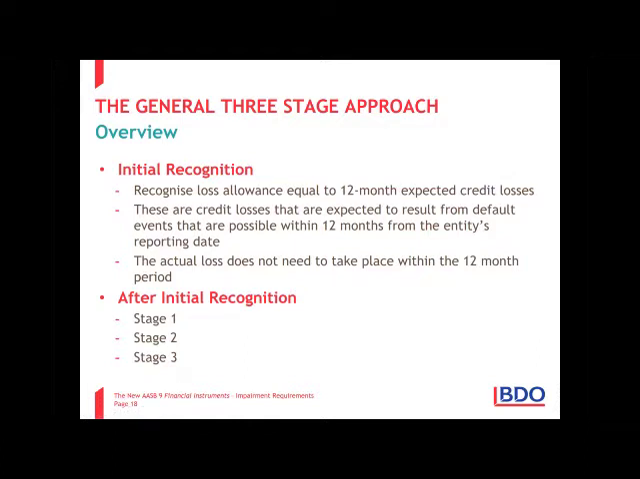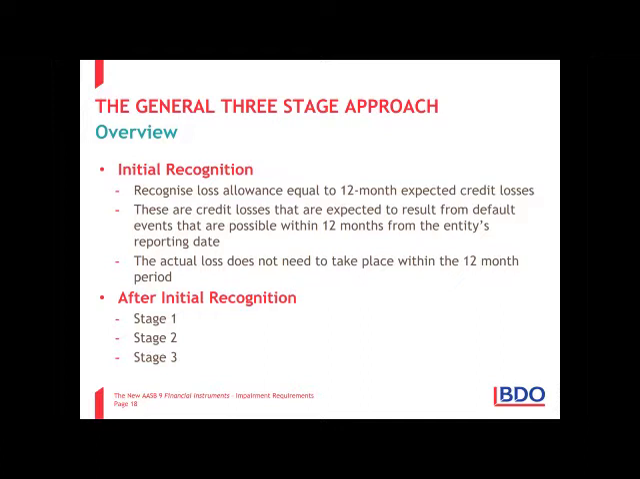Now, a bit of an overview. First of all, initial recognition of these financial assets, and remember it's financial assets that are accounted for at amortized cost or fair value through OCI, debt instruments that can be recycled. Only those two categories. Initial recognition is that you would recognize a loss allowance or impairment loss allowance equal to the 12-month expected credit losses.